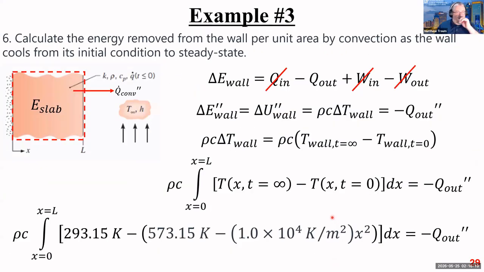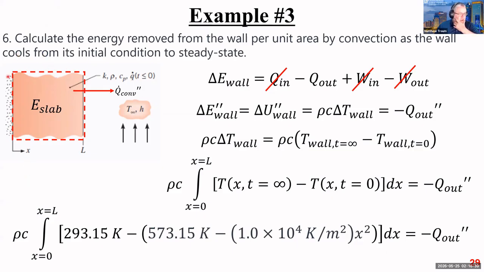Okay. So the way that I tackled this one is I said, okay, I am going to draw a control volume around the entire slab, right? It's basically infinite up and down, but I'm doing this on a per unit area basis, so it doesn't really matter how big it is up and down.